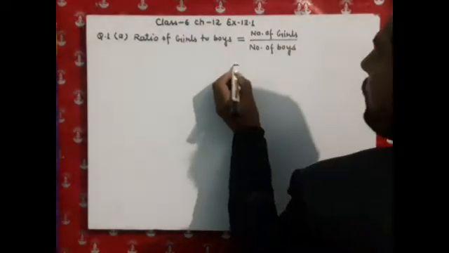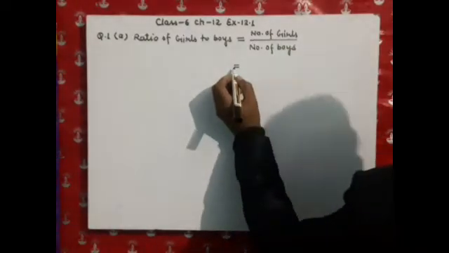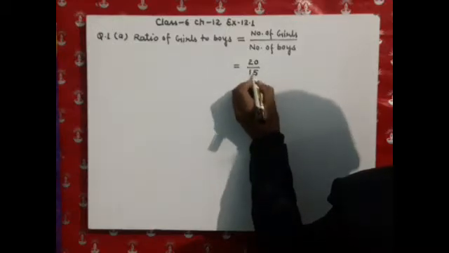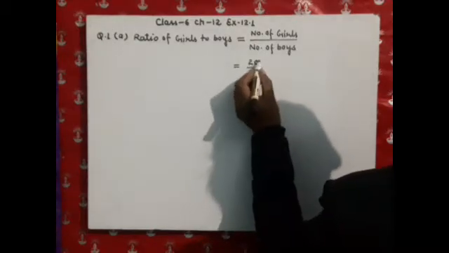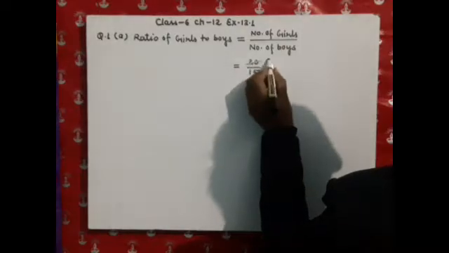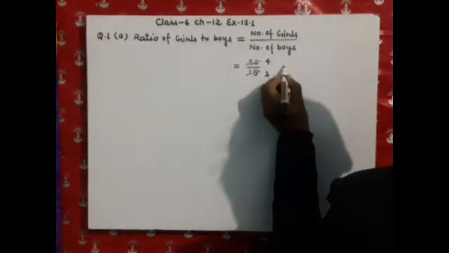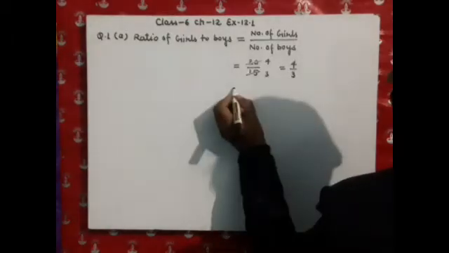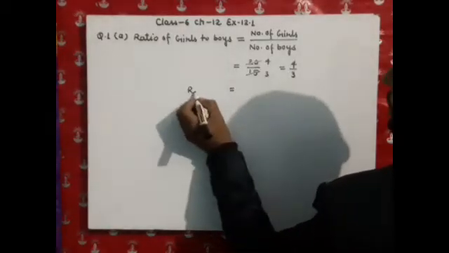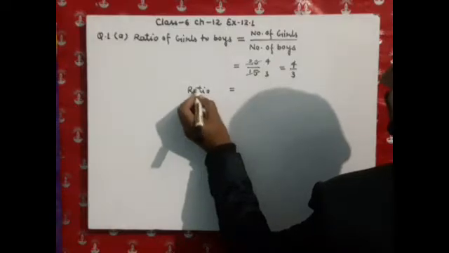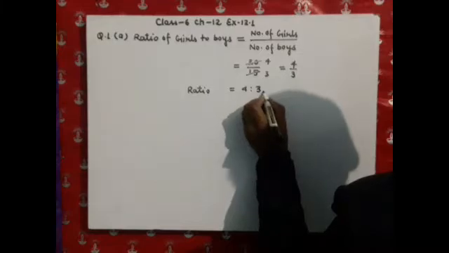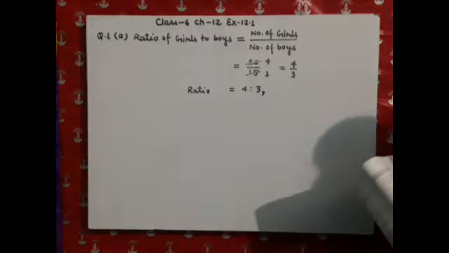Now we will write down the number of girls given, 20, and the number of boys given, 15. Now we will solve it, reduce it. 5 fours are 20 and 5 threes are 15. So the answer will be 4 by 3. So what will be the ratio? Here the ratio will be 4 ratio 3. So this is the answer of question number 1.